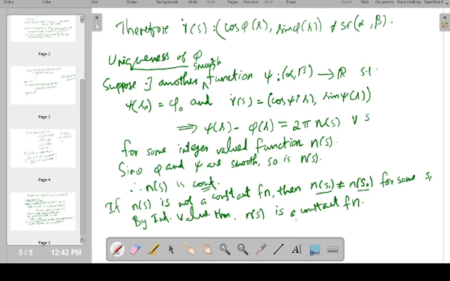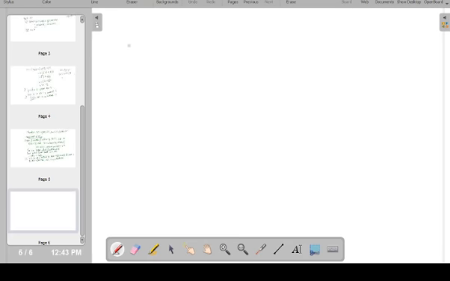Once n of s is a constant function, the immediate question is which constant. To know that, the only way is we know the values of these two functions at the point s0. So let us evaluate this expression at the point s0. Psi of s0 minus phi of s0 is equal to 2 pi into n at s0, but psi at s0 is phi0, minus phi at s0 is again phi0. So this is equal to 0.